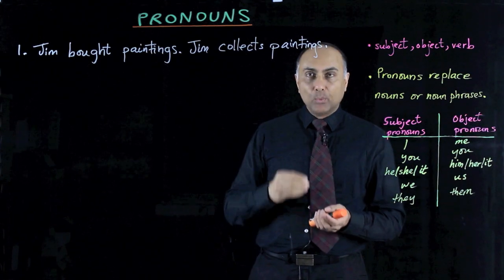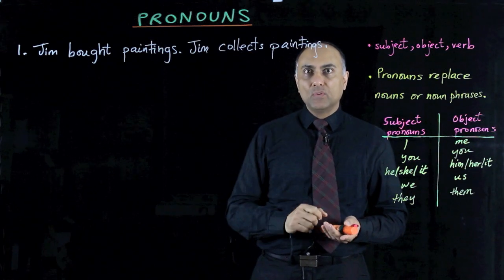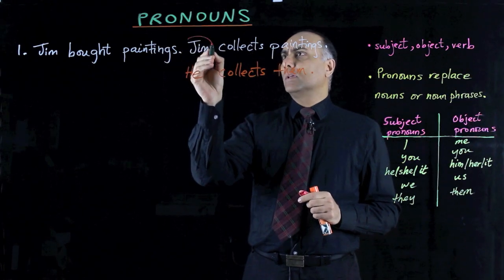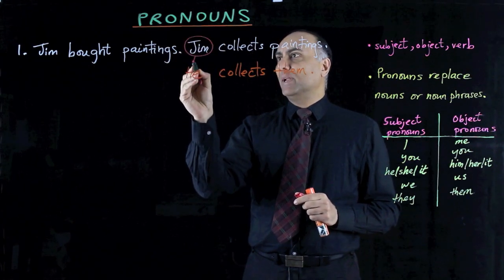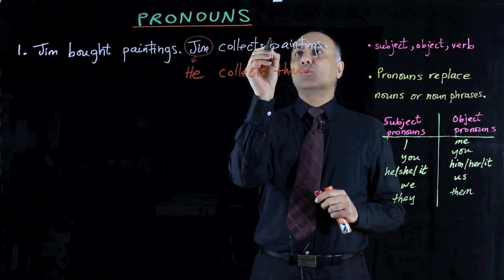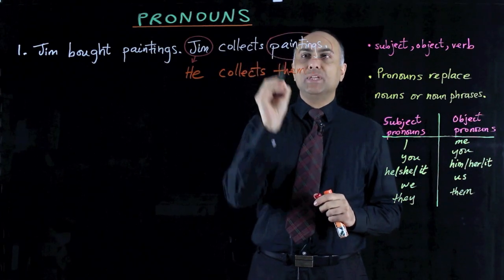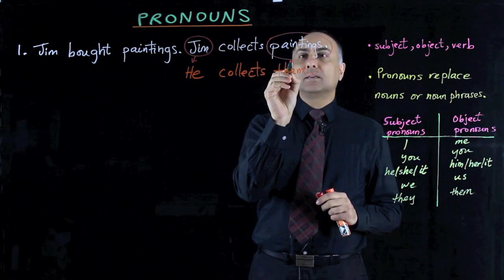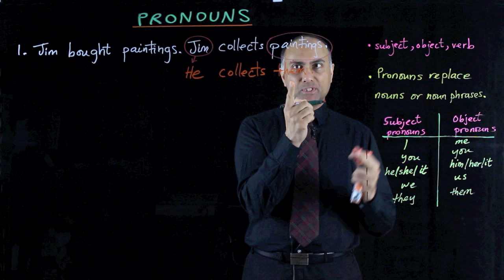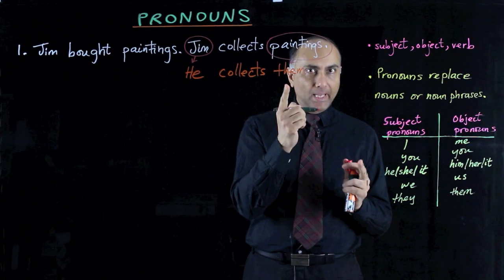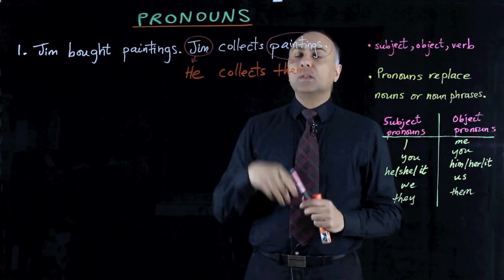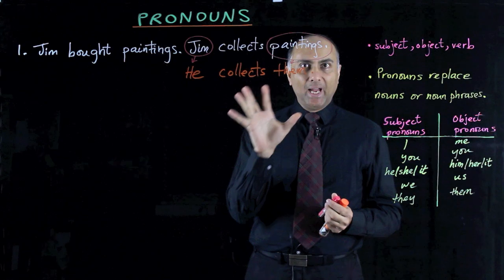Let's rewrite the sentence the way it should read with pronouns in place of the nouns. Now notice that the noun Jim has been replaced with a subject pronoun. The noun paintings, which was the object, has been replaced with an object pronoun. So you wouldn't use they because that's a subject pronoun. You would not say he collects they. They is only for replacing a subject. Notice also that the verb doesn't change at all.